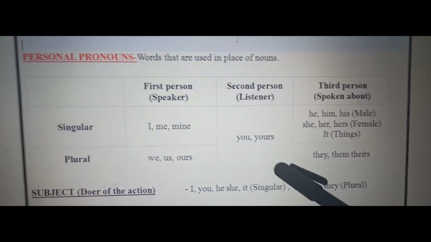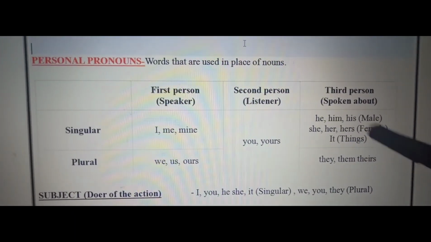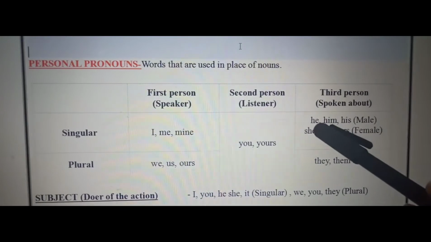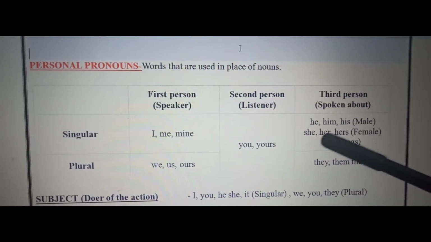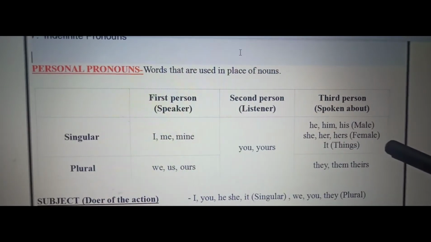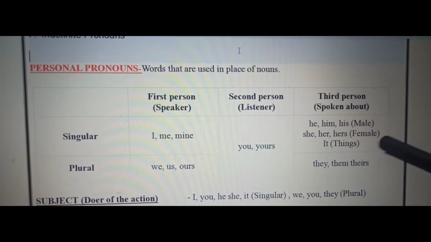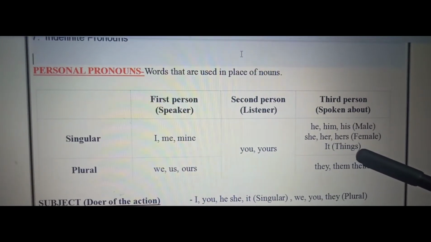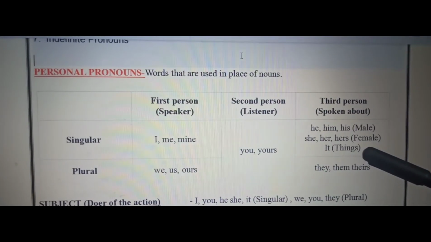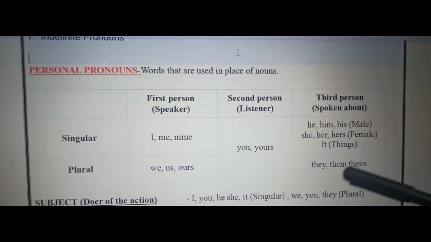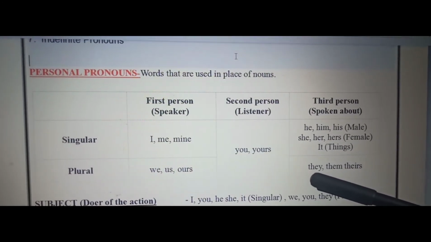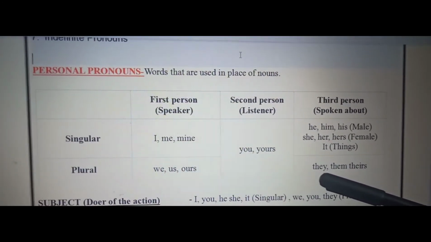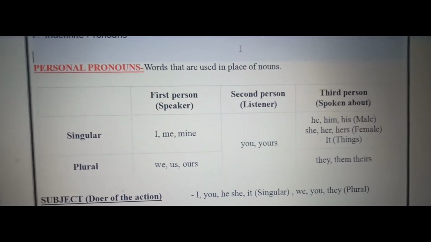Now in case of the third person, we use the following pronouns. In case of singular, he, him, his. These three pronouns are used for males. She, her, hers. These three pronouns are used for females. And it is used for things, or it can be used for animals as well. The pronouns used for the plural in case of the third person are they, them and theirs.